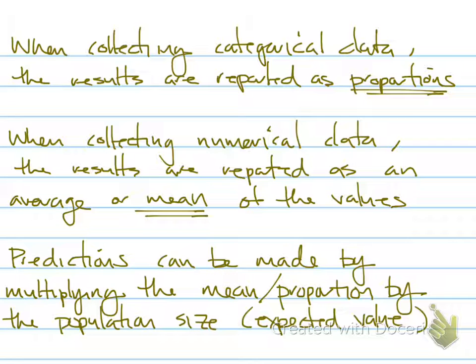So when collecting categorical data, the results are reported as proportions. When you're collecting numerical data, the results are reported usually as an average or the mean of the values. Once you have this information, you can make predictions by multiplying the mean or the proportion by the population size. That's called the expected value.